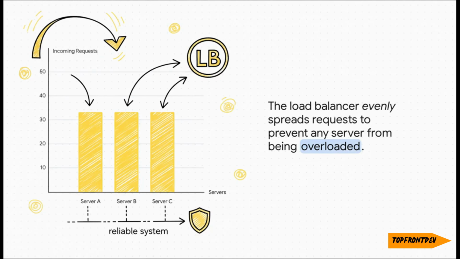The whole idea is to prevent any one server from getting totally overwhelmed, while the others are just sitting around bored. The load balancer makes sure everyone gets a fair share of the work. As you can see here, it spreads the requests evenly across server A, B, and C. This keeps everything running fast, and bonus, it also makes your site way more reliable. If server A suddenly goes offline, no problem. The load balancer just stops sending it traffic and the site stays up.